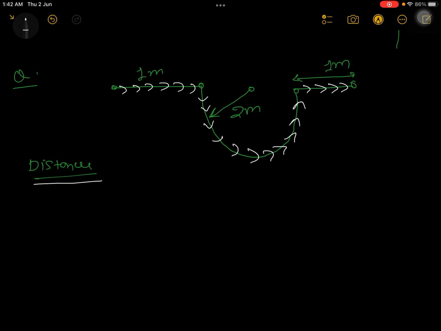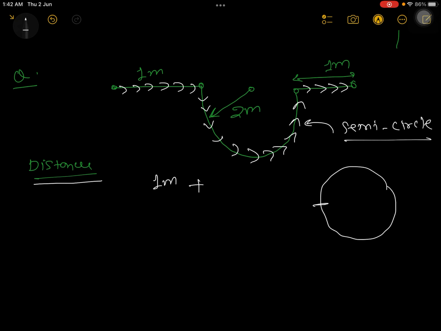So you go for distance. Distance is nothing but, first you travel 1 meter, after that this is your semicircular path. Semicircle means half circle. Like you have a complete circle, and you cut it from here and here, so this portion becomes a semicircle and this portion becomes a semicircle. In case of a complete circle, the distance is 2 pi r, correct? This is known as circumference.